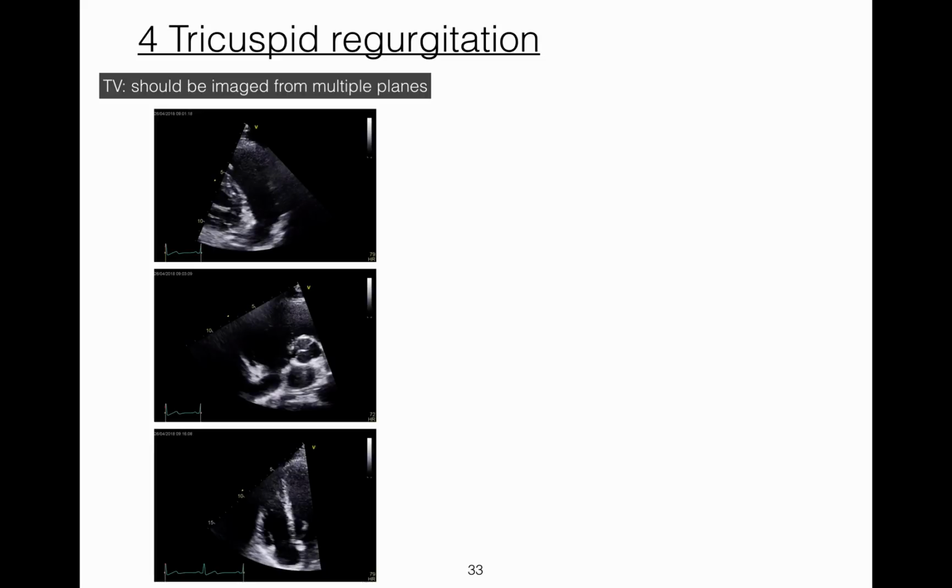Finally, some brief considerations related to evaluating tricuspid regurgitation. The tricuspid valve, like the other valves, should be imaged from multiple planes so that the mechanism of the regurgitation can be identified. Most often, tricuspid regurgitation is secondary, that is, it's related to right ventricular or tricuspid annular dilatation.